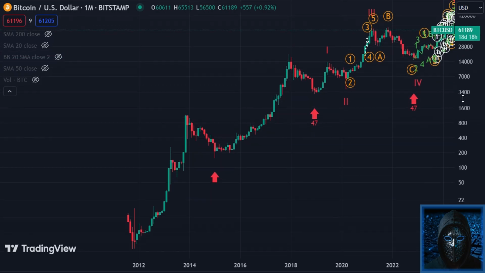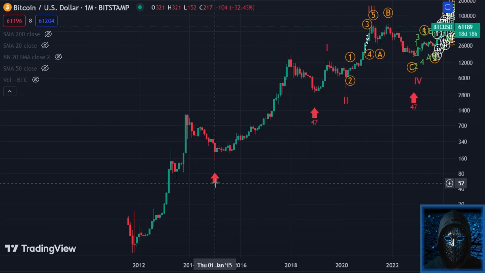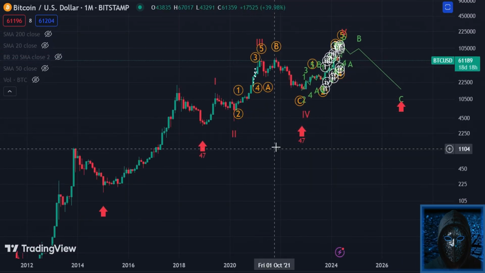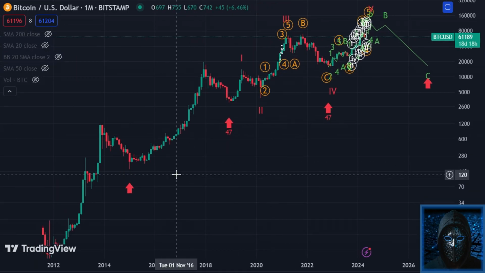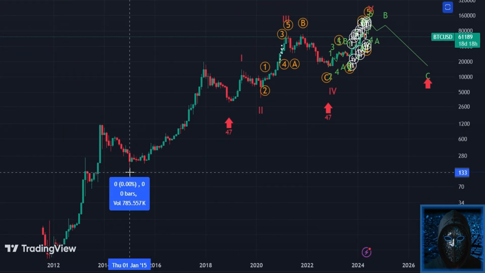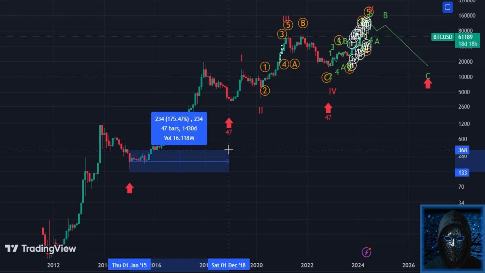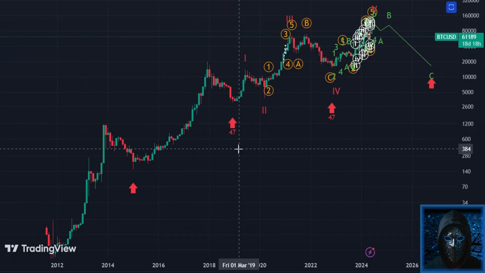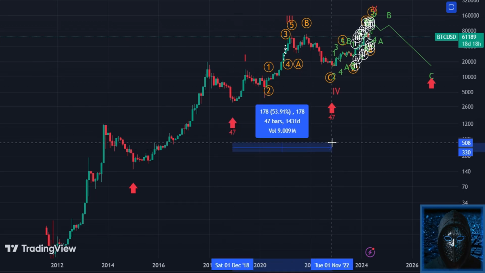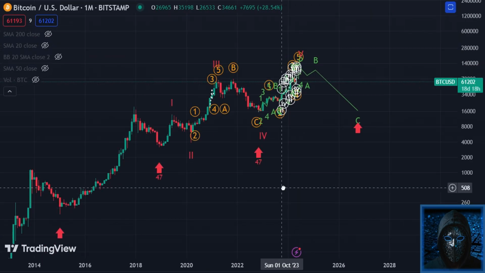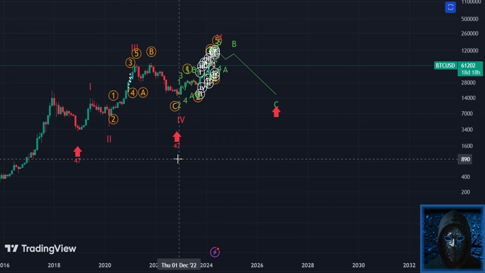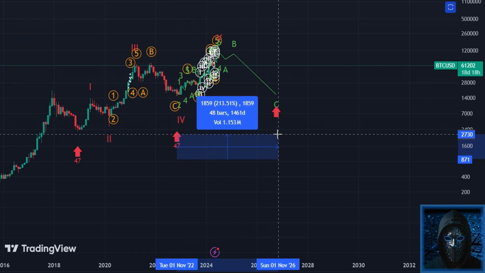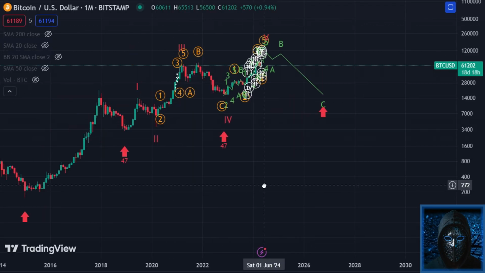So starting off, you have to mark out the bear market lows, and then you can measure from the lows, which you can see here, that you have 47 months in between each low, which gives us a target for the next bear market low, which is the end of 2026. That is how you track cycles.